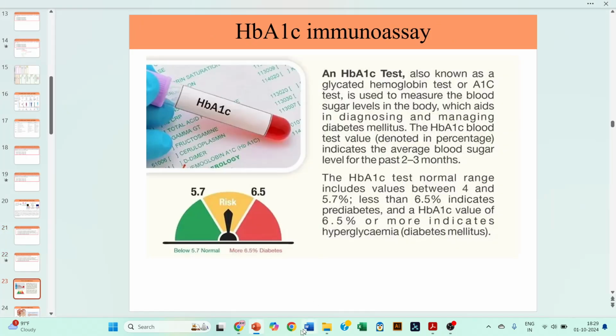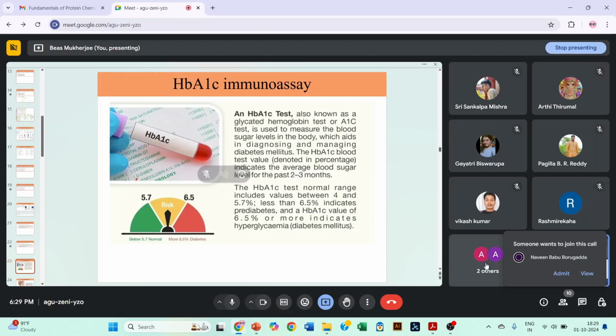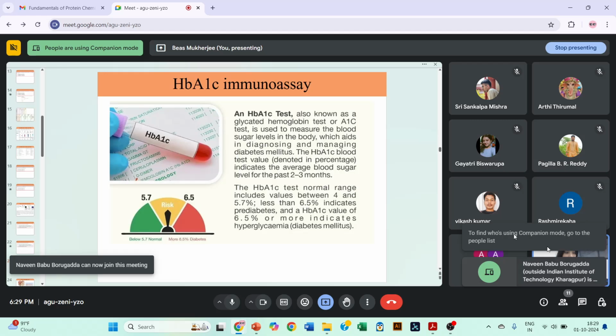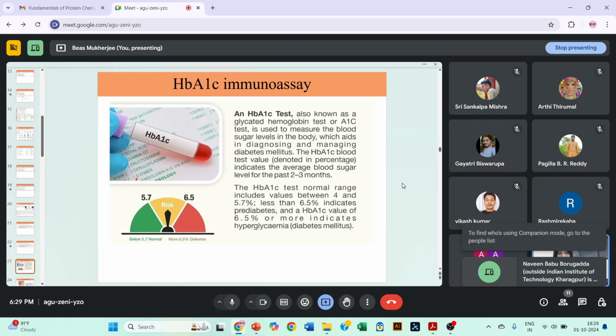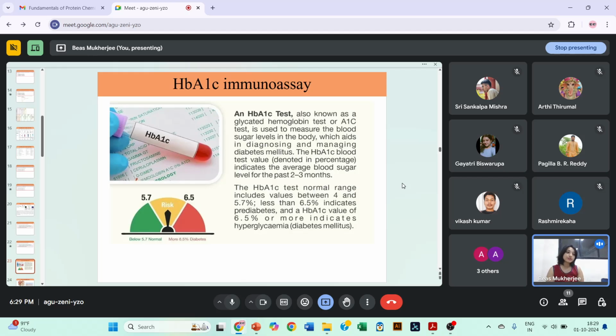Right, now we come to something very interesting, which is a test. Okay, this is a diagnostic test that tells you about the amount of sugar present in your blood, and this is an indication of diabetes mellitus, whether you are diabetic, whether you are pre-diabetic, and whether you are not. Okay, so this is HbA1c. From Hb you can understand that this has something to do with hemoglobin, right?